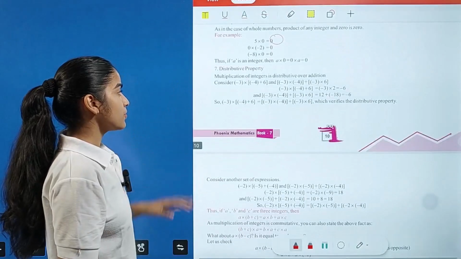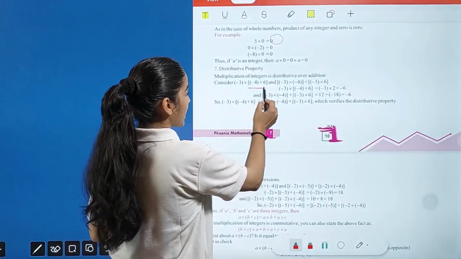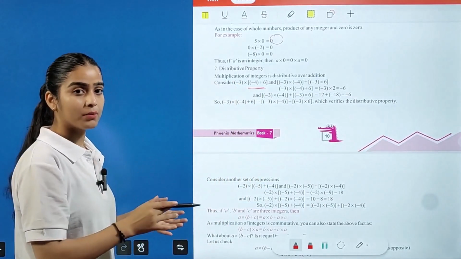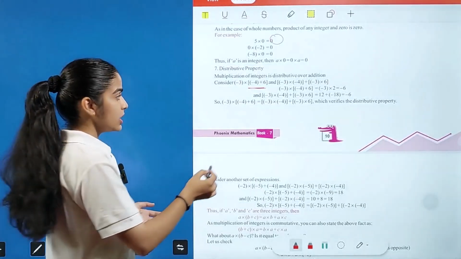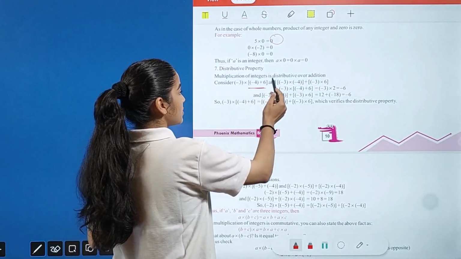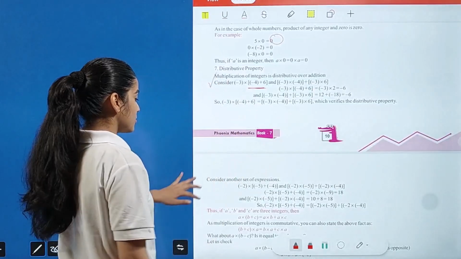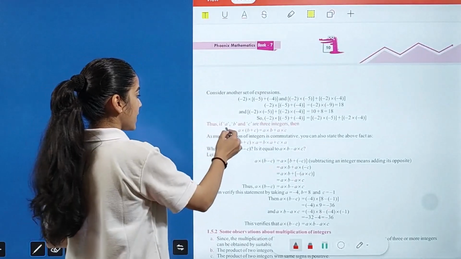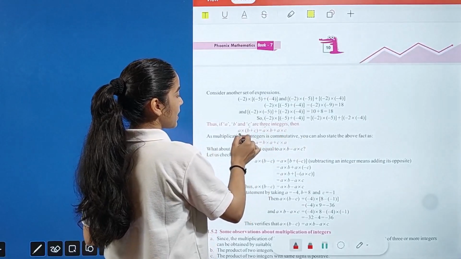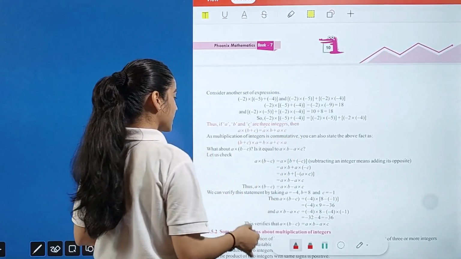Now we have the distributive property. It means if you have numbers inside your bracket, you first add them and then multiply, or you multiply the outer number with each inner number, and you get the same answer. So multiplication of integers is distributive over addition, and here is your example. If a, b and c are three integers, then a multiplied by b plus c is equal to a multiplied by b plus a multiplied by c, and we get the same answer.